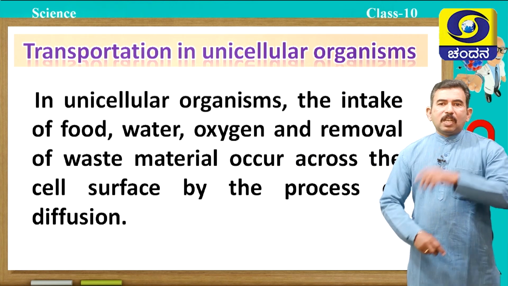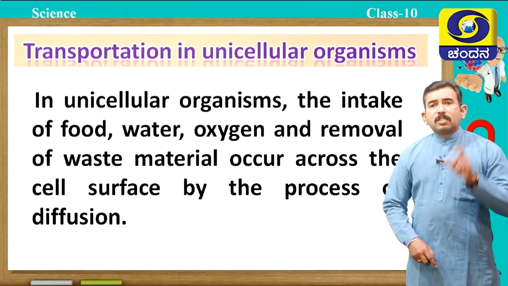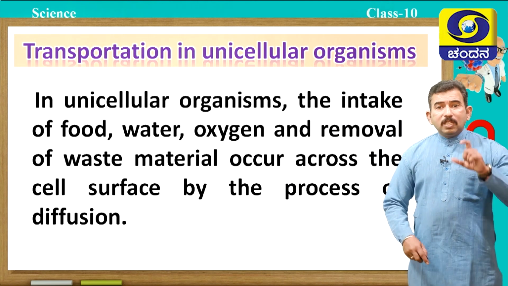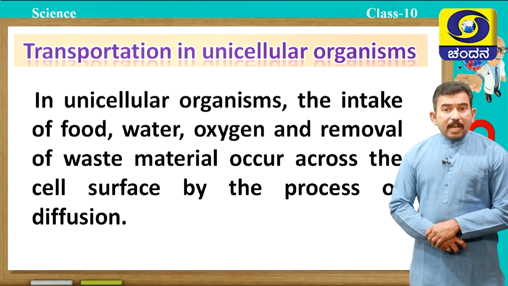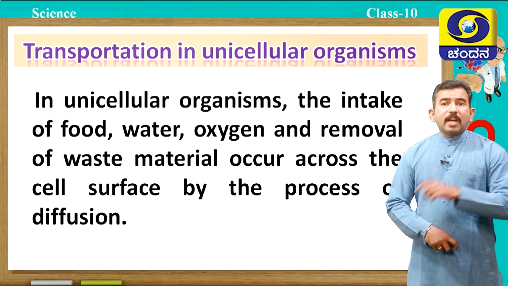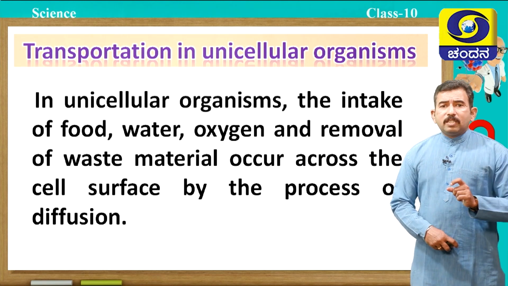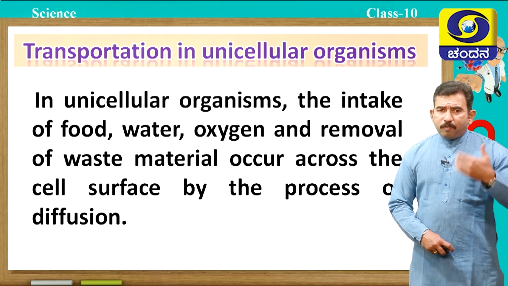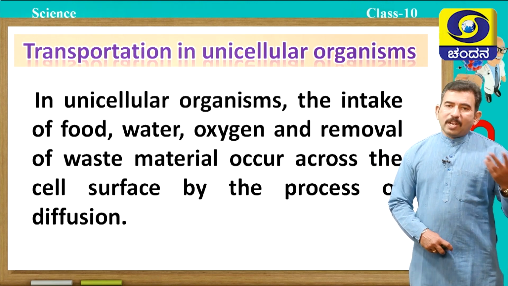Transportation in unicellular organisms commonly takes place through a simple diffusion process. We have studied that a unicellular organism is very small in size and the entire surface of the body is in contact with the environment. So, in unicellular organisms, the simple diffusion process is enough for the intake of food, water, oxygen, as well as removal of waste material.